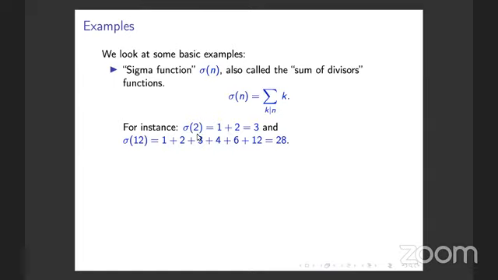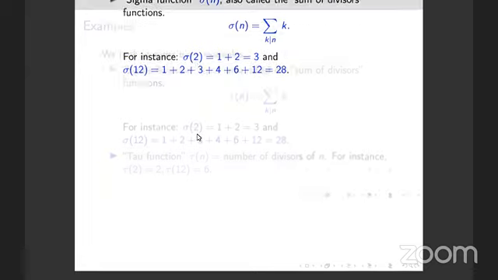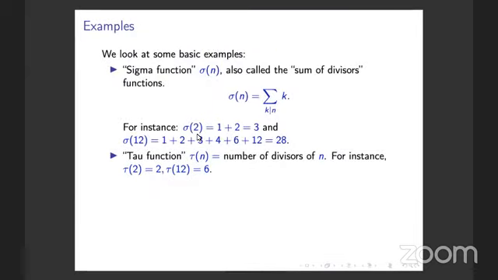So for instance, let's look at sigma of 2. The divisors of 2, the smallest prime number, are 1 and 2, the only divisors. You add them up, that's 3. Sigma of 12: the divisors of 12 are 1, 2, 3, 4, 6, and 12. You add them up, you get 28. So that's how the sigma function is defined.